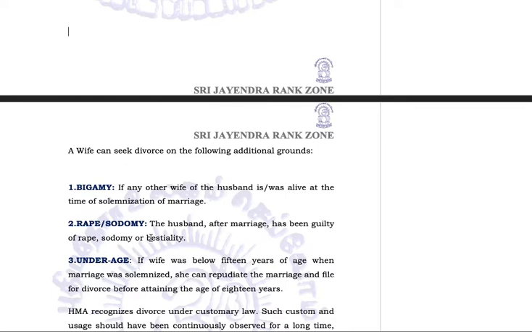Okay, bestiality. Bestiality means entering into sexual relations with animals. This is also a ground for the wife.